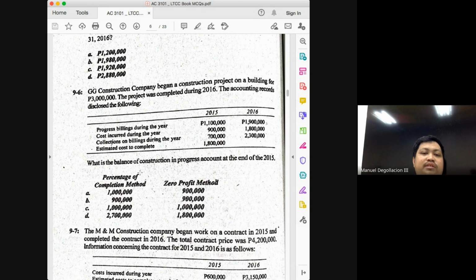What is the estimated cost in 2016? Cost at completion, still 2,700,000. And how much then is the expected gross profit? Still 300,000. And what is the percentage of completion in 2016? 100%. Because it was completed in 2016. So you will earn the entire 300, but the answer is not 300 because you will deduct the 100,000 last year. So the RGP in 2016 would be 200,000.